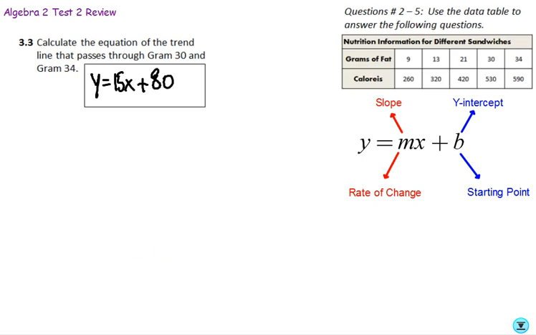On 3.3, we got y equals 15x plus 80. And what that's saying is that, again, this was our example of sandwiches, and the more fat you have in the sandwich, the more calories it's going to have. So something that's fat-free, right? Because even if something's fat-free, it still has calories in it. So what it's saying is that the starting point would be 80, even if it was fat-free, plus then what you're adding is 15 calories for each gram of fat. So that's the rate of change, that it's going up by 15 calories for every gram of fat there.